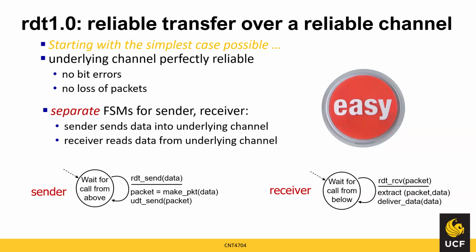This is very easy because we are assuming that the channel itself, or the RDT 1.0, is very simple, and we're under the assumption that the channel is perfect. We said that there are no bit errors and no packet loss, and the sender and receiver only need one state, since nothing can go wrong with this.